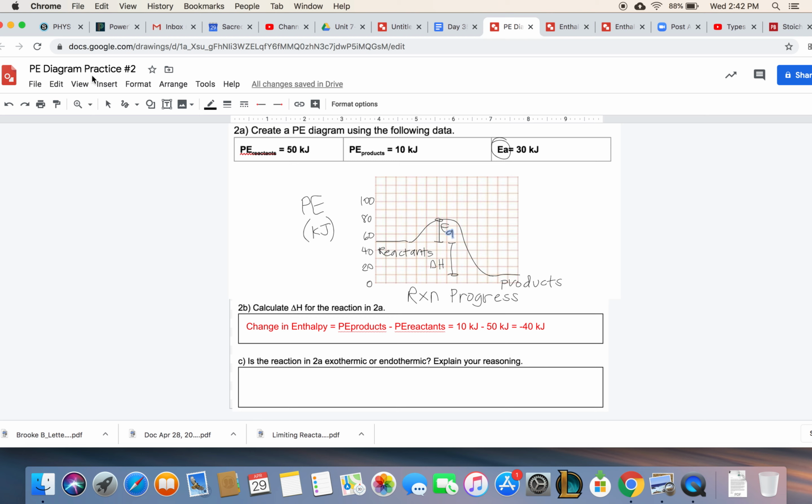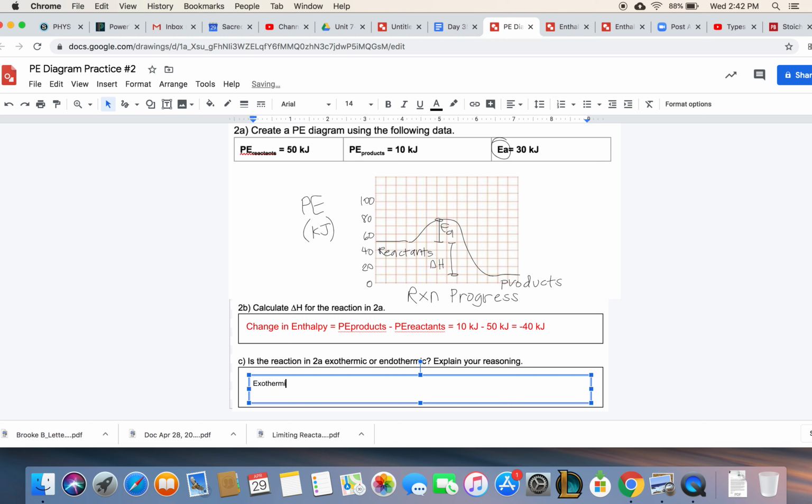Moving forward, the very last question for number 2C asks, is the reaction above exothermic or endothermic? Hopefully you were able to identify that it's exothermic, and the reason is that the delta H, or the change in enthalpy, was a negative value, which shows that the potential energy of the products was less than the potential energy of the reactants, meaning the reaction released heat energy to the surroundings.